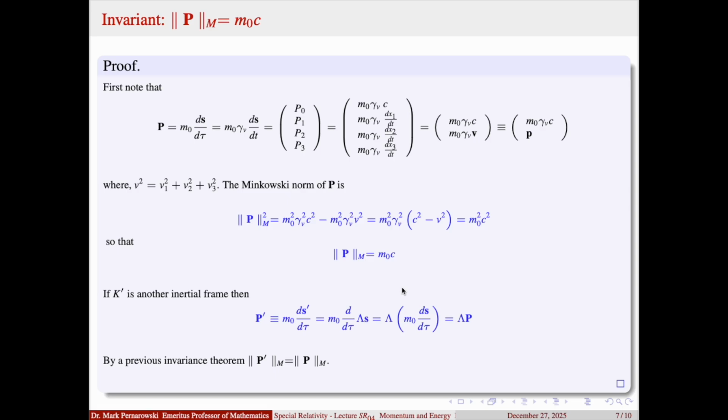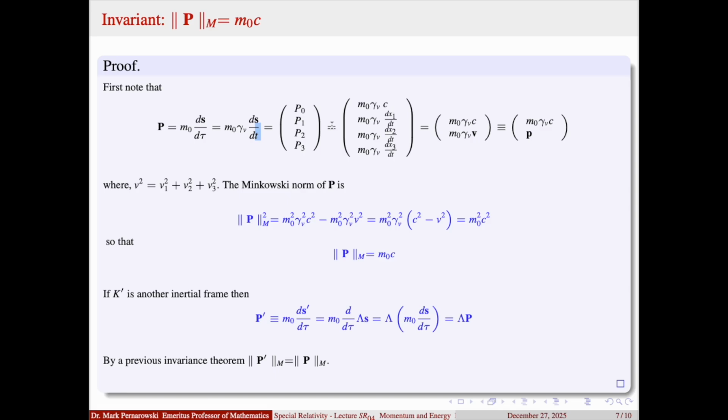It's almost identical to the proof for the invariance of the magnitude of the four momentum. The proof for that is almost exactly the same. So basically what you do is you start with the four momentum definition. You go from proper time tau to regular time t, and you get this four vector, the first one being time, the next three being the spatial coordinates.